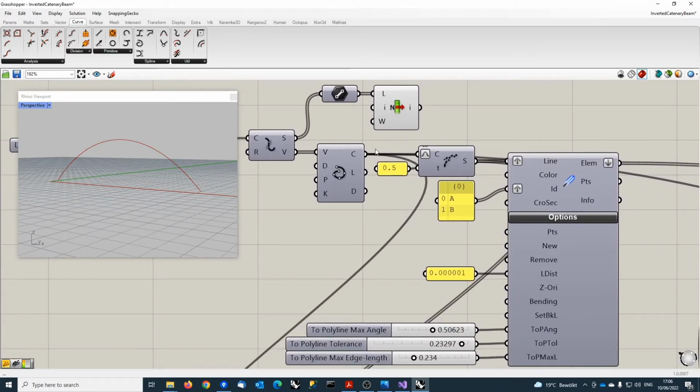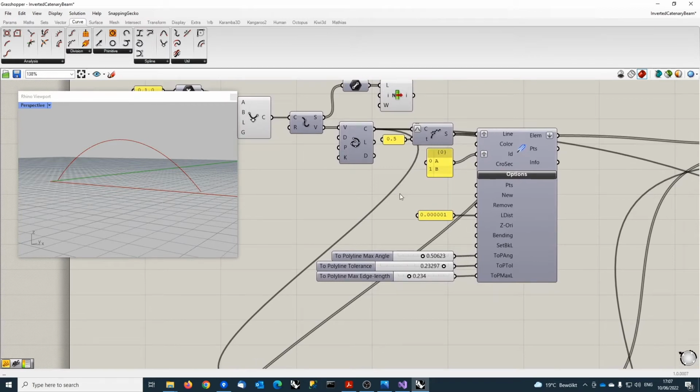I divided the catenary curve into two parts so that I'm able to place an additional support in the middle, to make sure that the displacement of the structure is symmetric with respect to this point, and that the catenary is supported in a determined way.